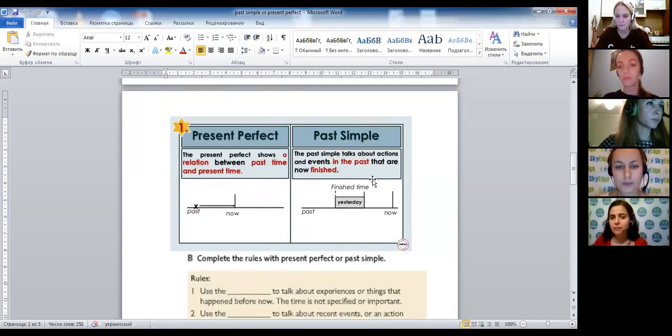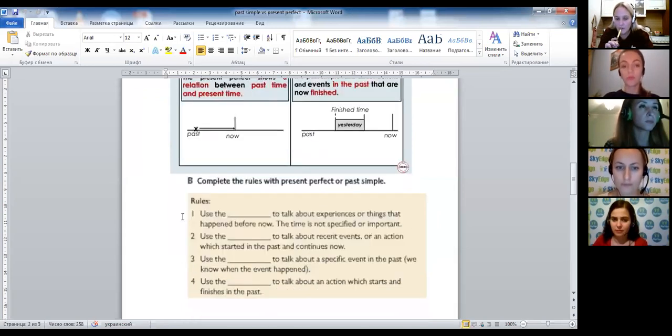Okay. Yes, so on this point, I hope that my students understand everything. Then I make them complete the rules for the present perfect or past simple. So the rule number 1, use the, and let's read, and then we will think which tense we should put here, present perfect or the past simple. Use the to talk about experiences or things that happened before now. The time is not specified or important.